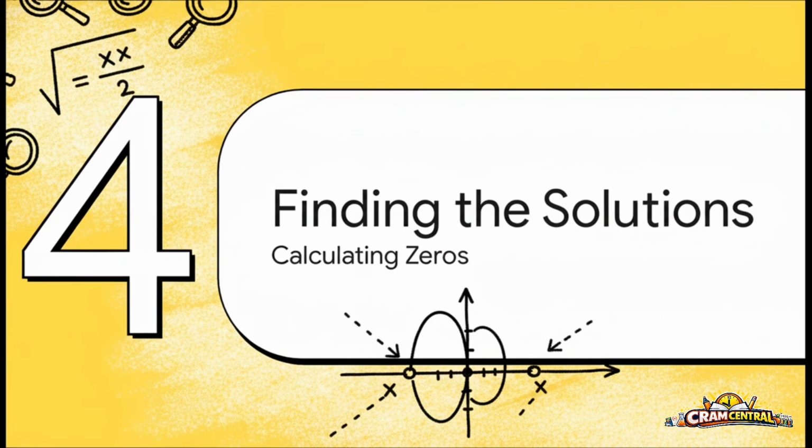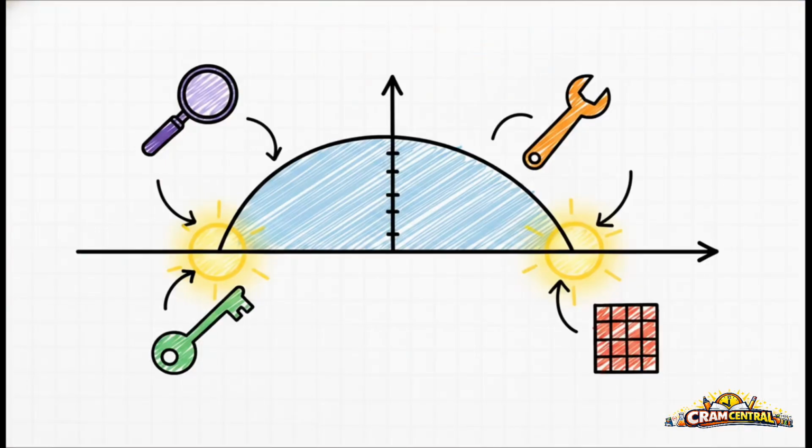Okay, moving into section 4, finding the solutions. Let's figure out how to systematically calculate those zeros. Thankfully, algebra doesn't leave us hanging. It gives us a whole toolkit for finding these solutions. We can use factoring, a neat technique called completing the square, the famous quadratic formula, or we can simply just graph it out. But the absolute crucial point to remember is that no matter which of these methods you choose to run with, they are all ultimately trying to do the exact same thing. They're trying to find the precise coordinates where that sweeping curve perfectly hits the horizontal x-axis.